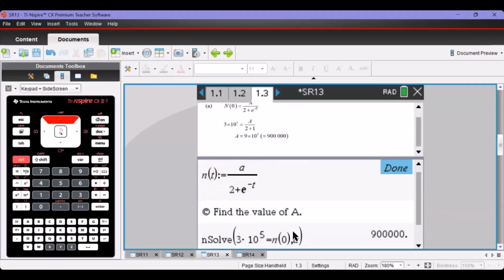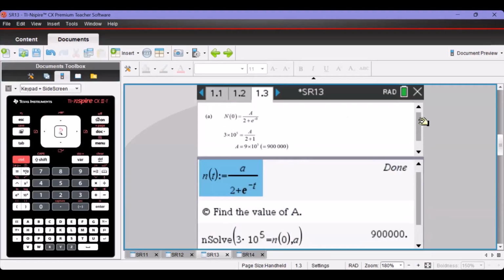Now, let's first of all look at finding the value of A. We're told in the question that the initial number of termites in the mound when the mound becomes visible is 300,000, or 3 times 10 to the power of 5. So n naught, the initial number, 3 by 10 to the 5, equals A on 2 plus e to the power of negative 0. In other words, we've substituted t equals 0 into this function and solved.